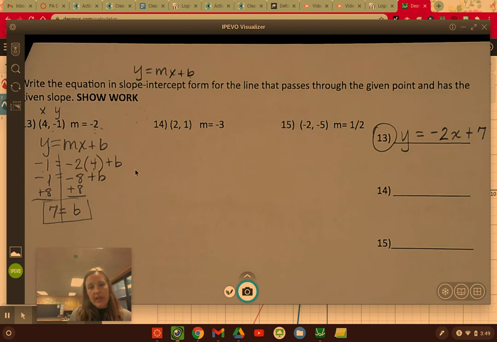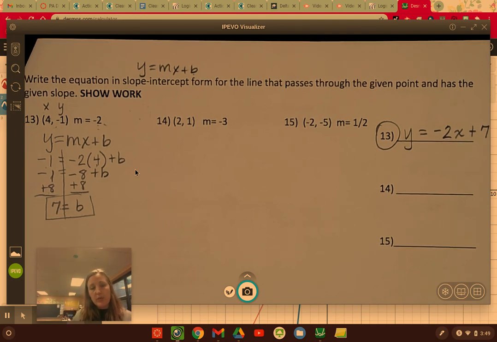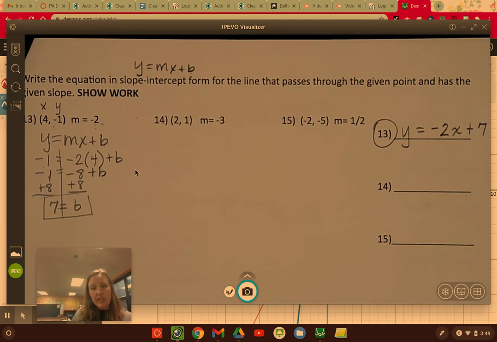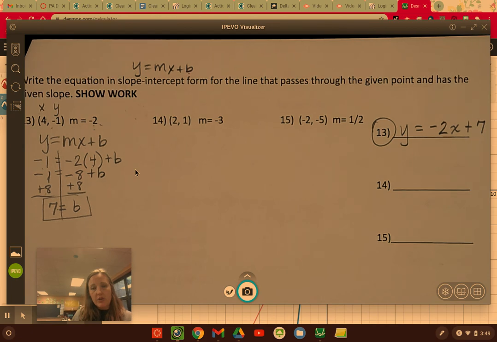So you're going to follow that same process as you do number 14 and as you do number 15, okay? Solve for b. Set it up exactly the same way. All right, so we're going to work hard on the rest of this paper. Hopefully this will give you a good start.